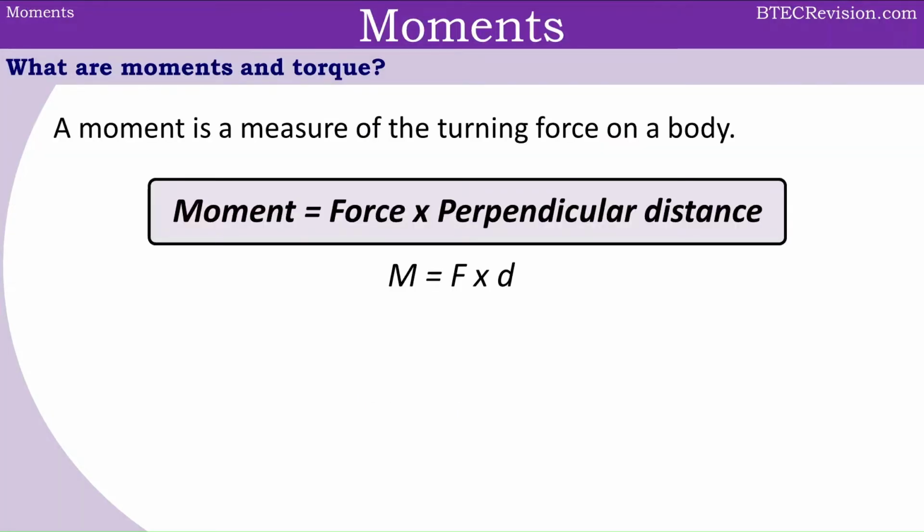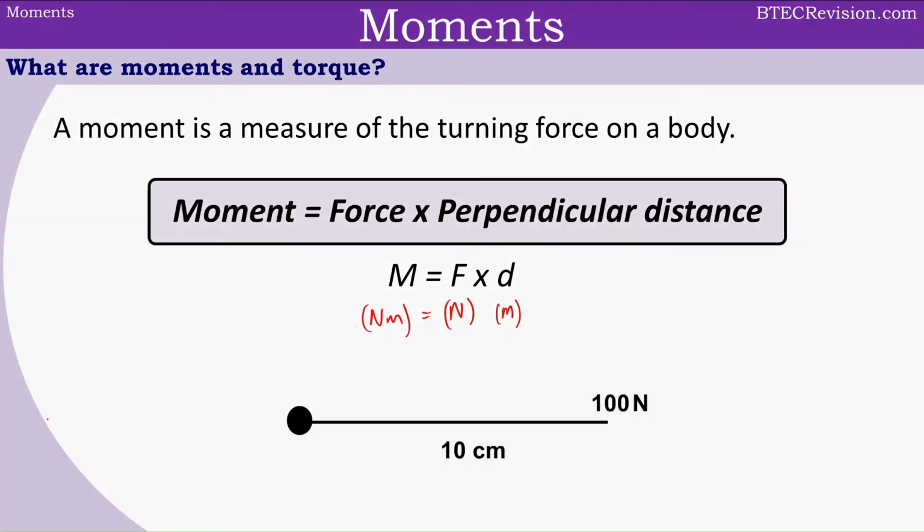Now we can take a look at moments. Another word for moments is torque. What is it exactly? It is a turning force. If you have a force that causes an object to turn, then that is a moment. And we can calculate a moment by this equation here. It is equal to the force times the perpendicular distance. And we can write this in short form, M equals F times d. The units for force are newtons, N for short, and for distance, that is meters. So therefore, the unit for moments is newton meters.